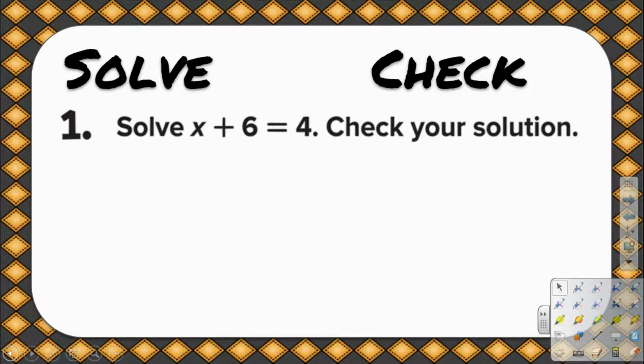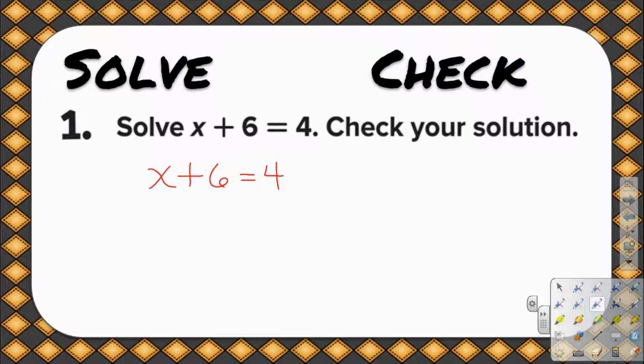Now, example 1 says solve x plus 6 equals 4. What we want to do, and our goal, is to find out what the value of x is. In order to do that, we've got to isolate the variable on whatever side it's on and get everything else away from it. So first thing we want to do is rewrite the equation. We're going to write x plus 6 equals 4. Now take a look and find where is the variable. Well, on this side, the variable is on the left. It says x plus 6.